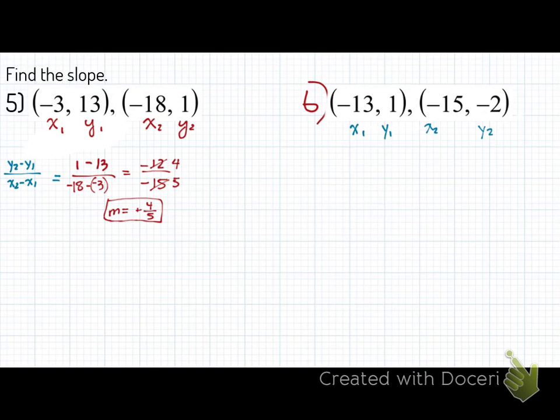So you should have the following. Eyes up here, checking your work. -2 minus -1 is the first part, and then we've got -15 minus -13. What's -2 minus -1? -1. -15 minus -13 is -2. What's a negative divided by a negative? Positive. Can I simplify 3 over 2? No, that's your answer right here.